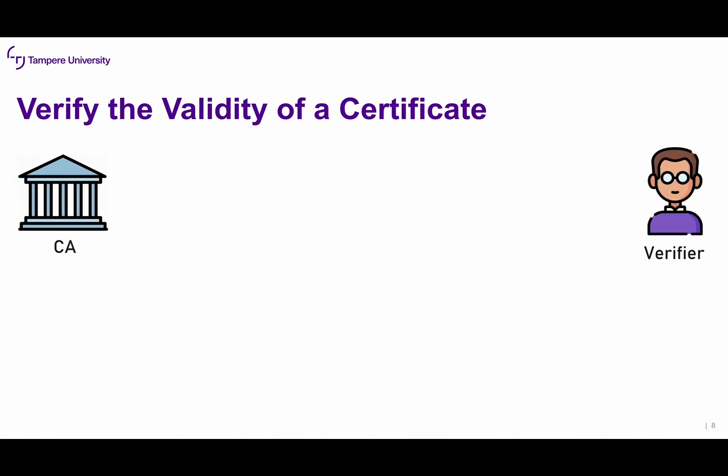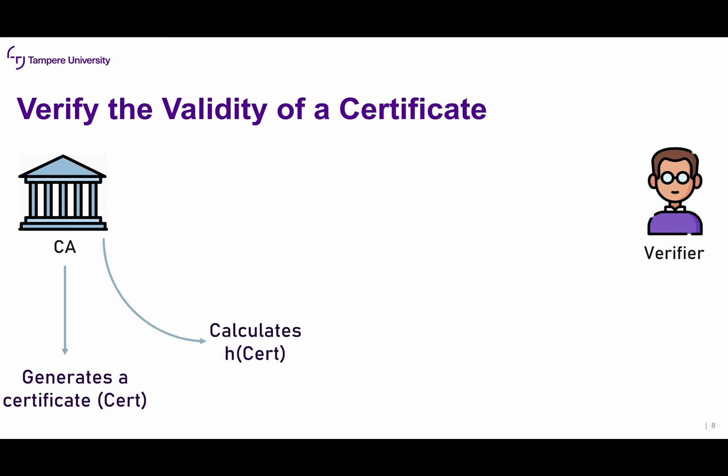So again, we have the certification authority, CA, and the verifier, Bob. First of all, the CA generates a certificate, let's call it cert for now, and then she calculates the hash of the certificate. Then she uses her secret key, SK of CA, to sign the hash of the certificate that she calculated in the second step of this process. And she will contact the verifier by sending the signed version of the hash of the certificate as well as the certificate itself.